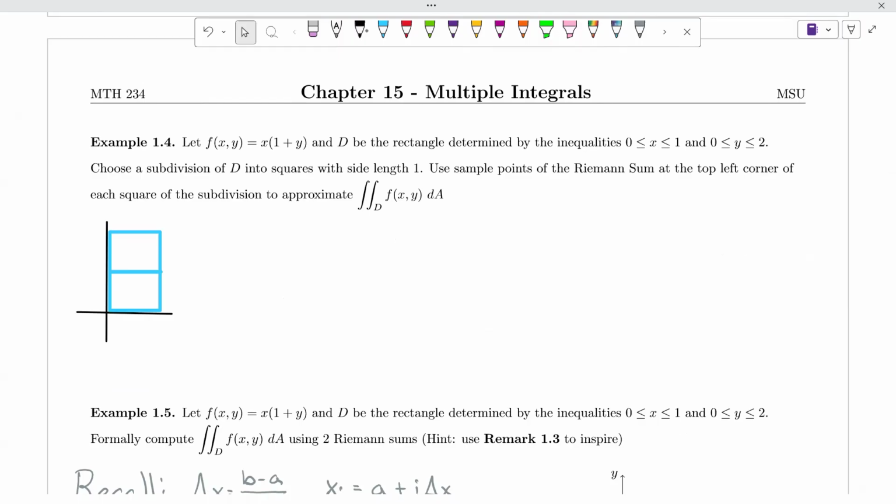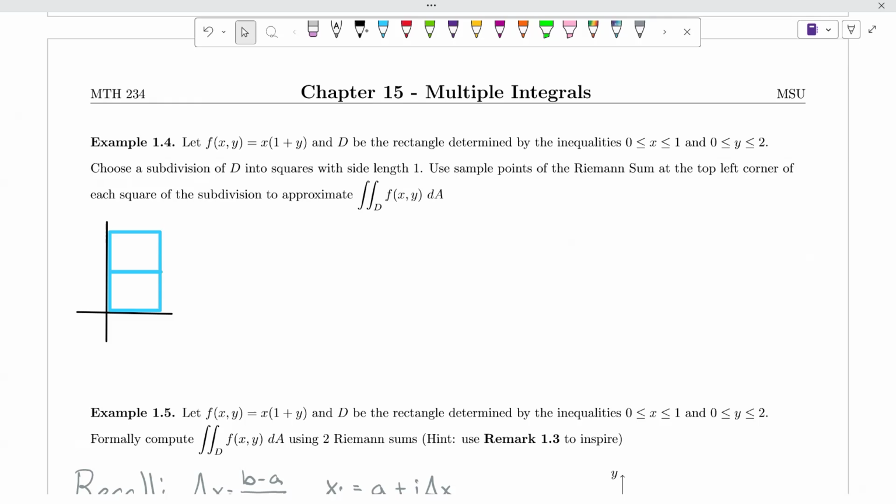So what do we have? A function, x times 1 plus y, given by the inequalities x is 0 to 1, y is 0 to 2. Notice it's going to be that rectangle that I sketched out over on the left, given that I don't apparently care about my axis labels.